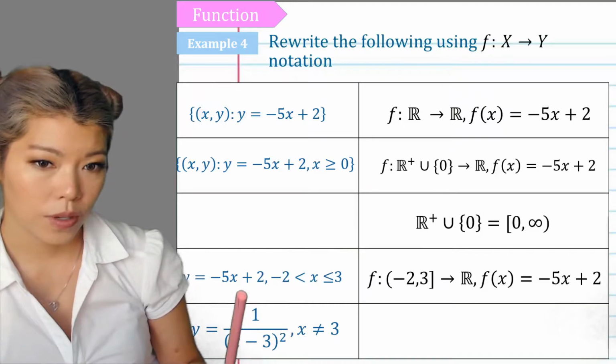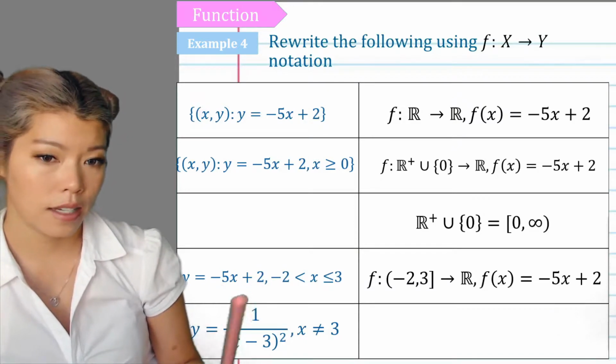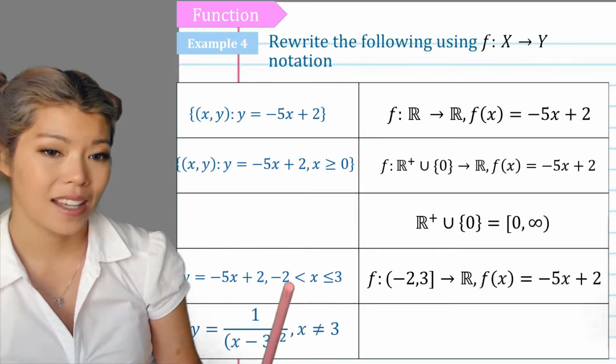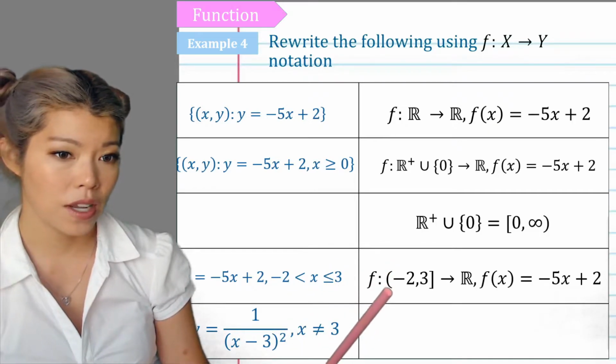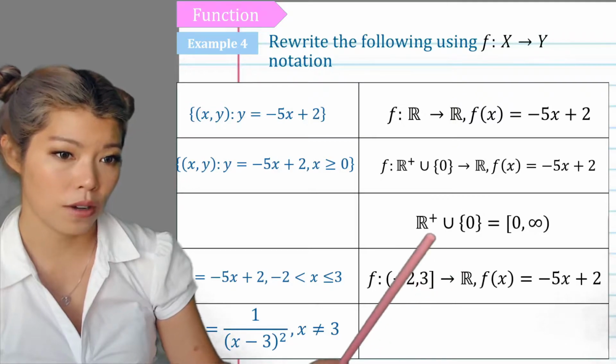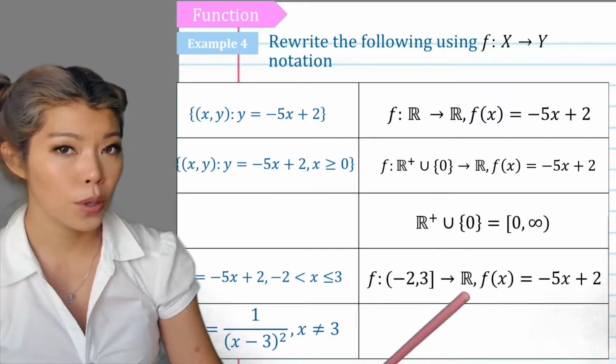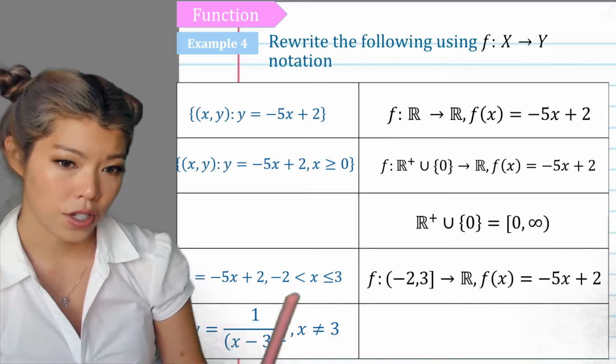For the next one, we have y equals that linear equation between -2 and 3. -2 is not inclusive, but the 3 is. So we have a round bracket for -2 and a square bracket for the 3 for our domain, arrow to our codomain, R, and our function over there.